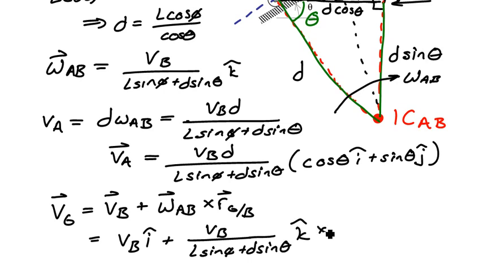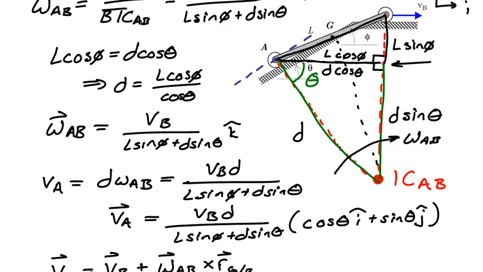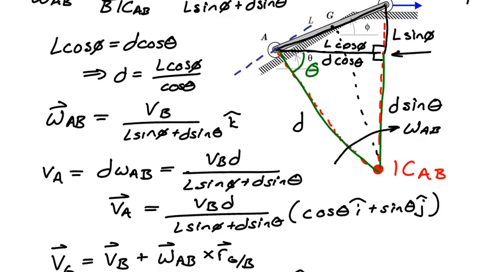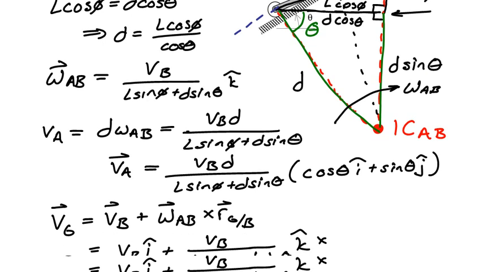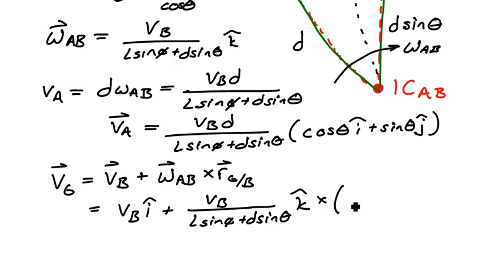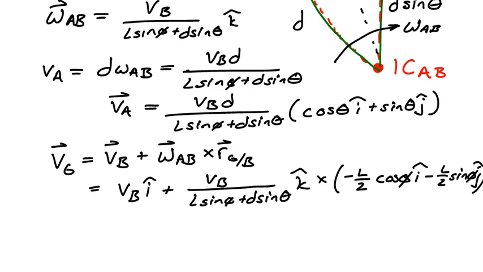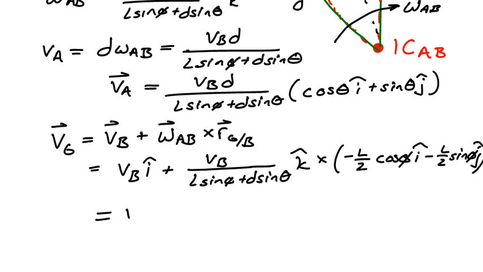And I can cross this with the position of G with respect to B. If I go up to my diagram here, we know G's at the midpoint and the bar is oriented at an angle phi, and so this is going to be minus L over 2 times the cosine of the angle phi in the i, minus L over 2 times the sine of the angle phi in the j. And if I go ahead and work out my cross product here, I'm going to have this equal to VB in the i.